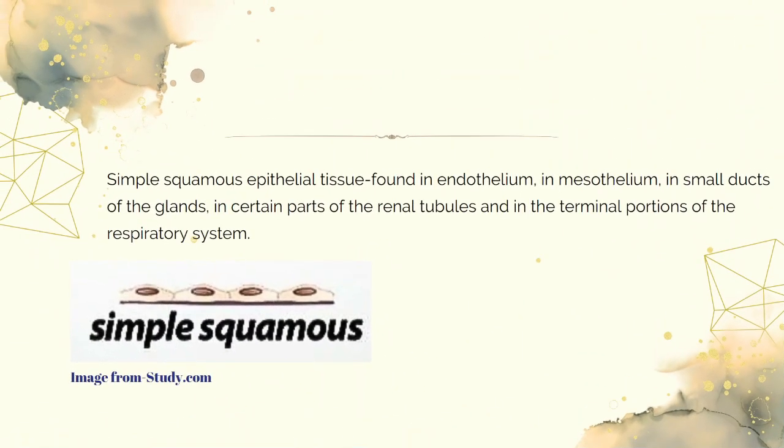Simple squamous epithelial tissue is found in the endothelium, in the mesothelium, in small ducts of the glands, in certain parts of the renal tubules, and in the terminal portion of the respiratory system.